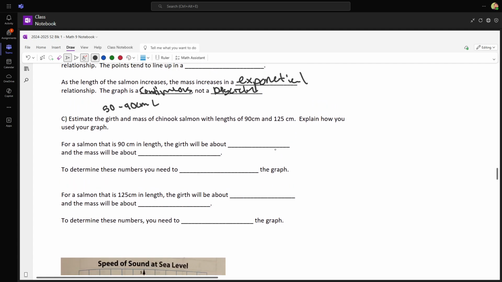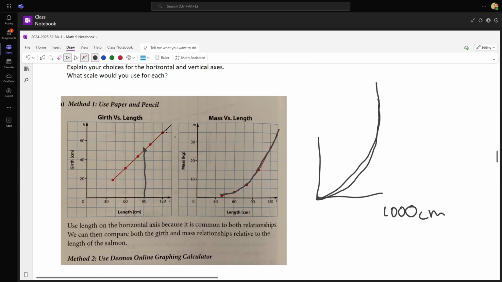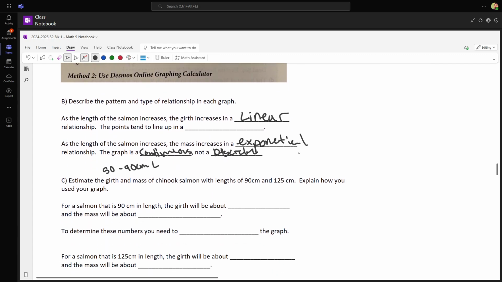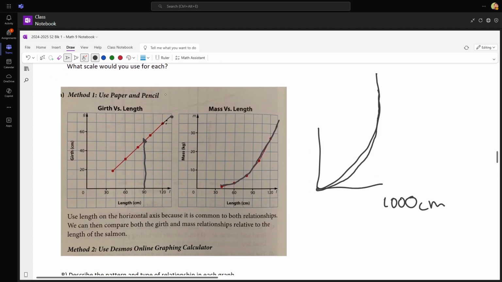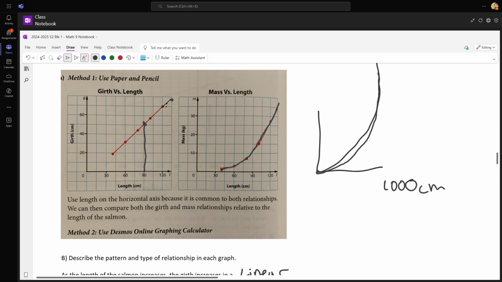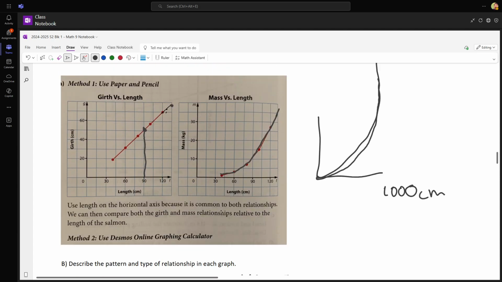Now if we're looking at the 125, we need to extrapolate our data a little bit here and reach around some odd value. This would be 40, 50, 60, 70, 70 something, 77, 78, something around that. Right? If we're looking at girth or mass now, we take a look. For 90, it'd be something around maybe 10 kg. And then if we're looking at 125, maybe something around 35 kg.